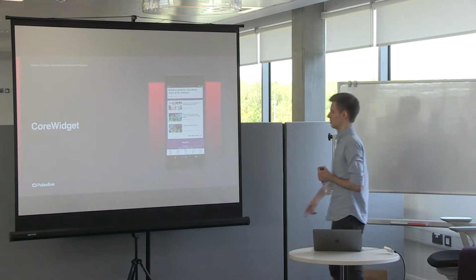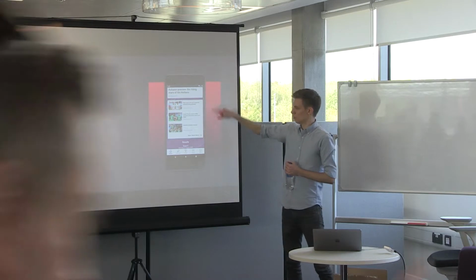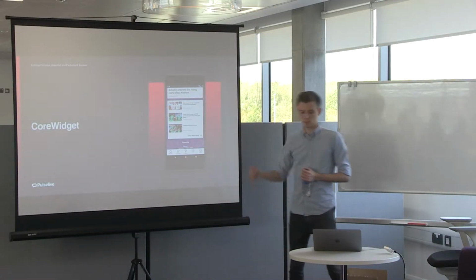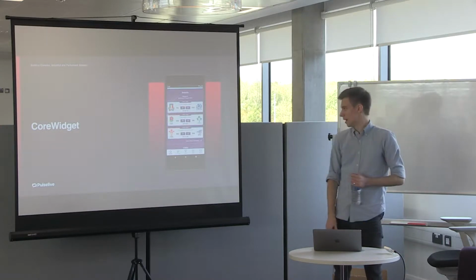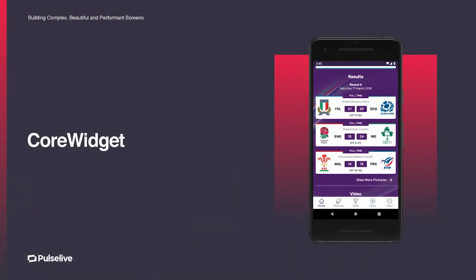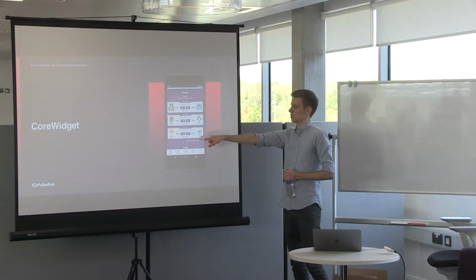So here you can see we have this news widget. So this was one widget. We've got 3 news items and a button to go to the all news screen. Here's another one of our widgets. This is the results. You've got a header, the date, 3 full-time results, and again a button.